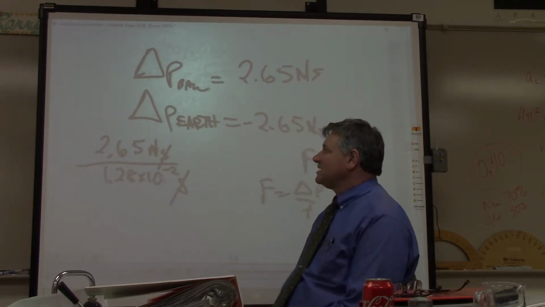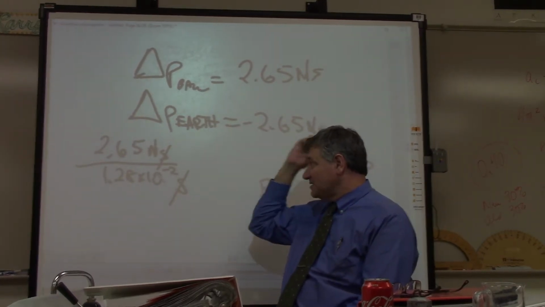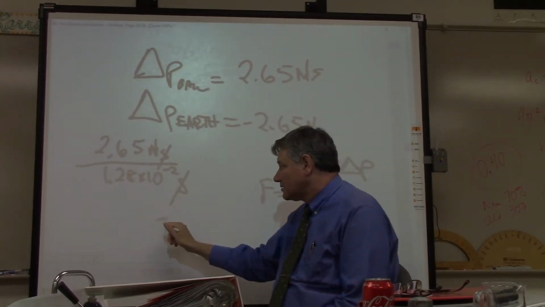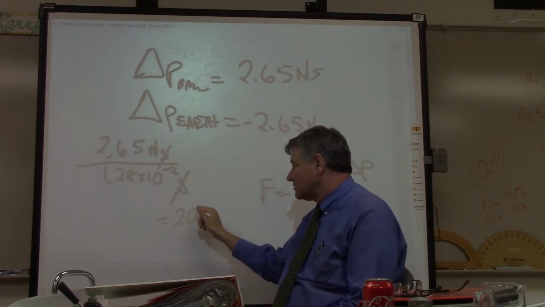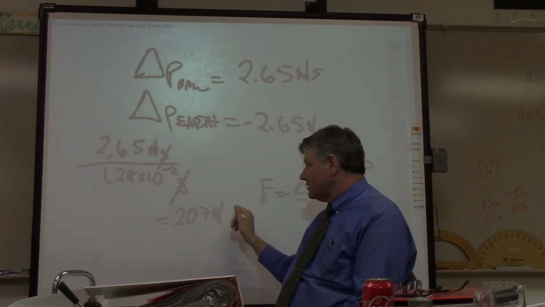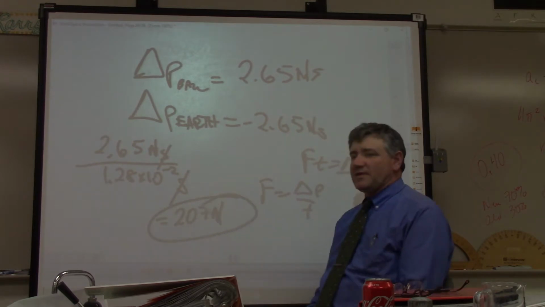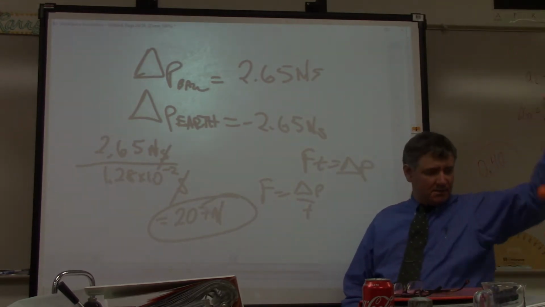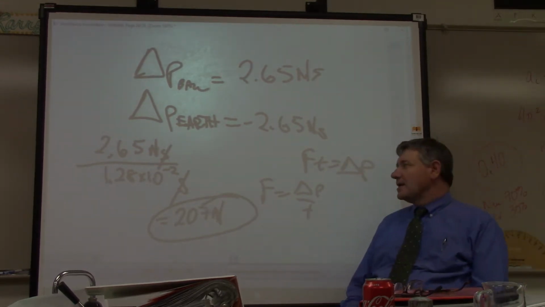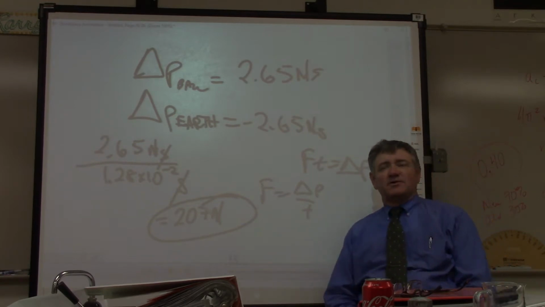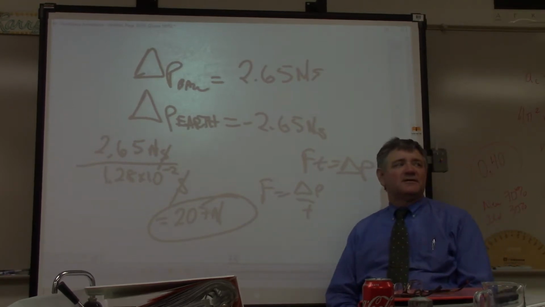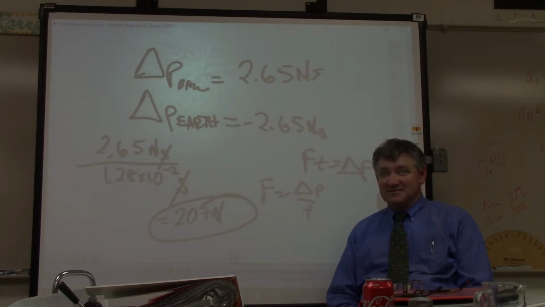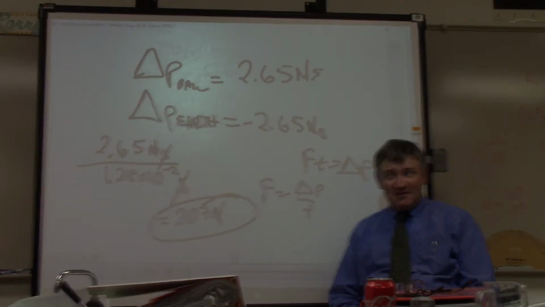Okay, so somebody take 2.65 and divide it. What do you get? 207 newtons. So that's the force exerted on the ball. What's the force exerted on the Earth? Negative 207 newtons. Everybody cool with that?